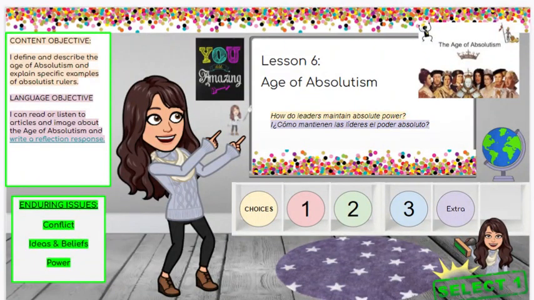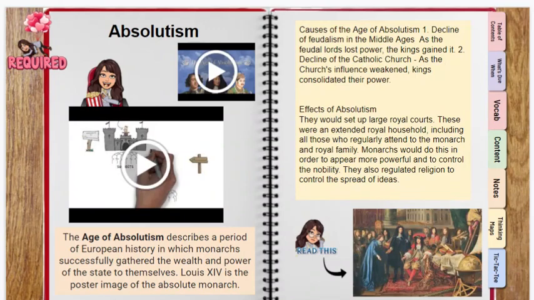Hello, everybody. Just looking to do a quick recap on the age of absolutism today, looking at defining absolutism and explaining how leaders gain and maintain their absolute power. So, when we're saying absolute power, we mean total control over society at this time. So, these are kings and queens who have total control over their domain.